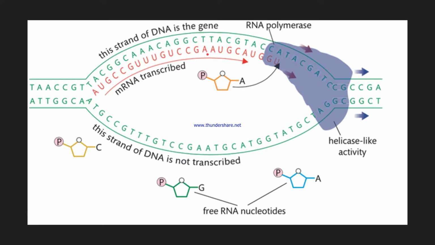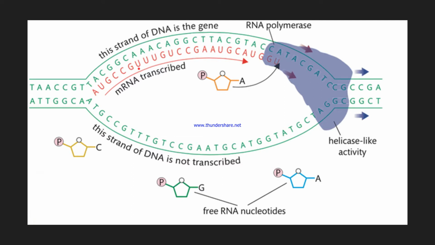Anyway, in elongation, the enzyme moves along the template or antisense strand in the 3', which would be right here, and 5', which would be right here. So it moves in a 3' to 5' direction, adding complementary RNA nucleotides as it goes. Remember that complementary RNA nucleotides are just like DNA, except instead of thymine, we're going to have uracil.